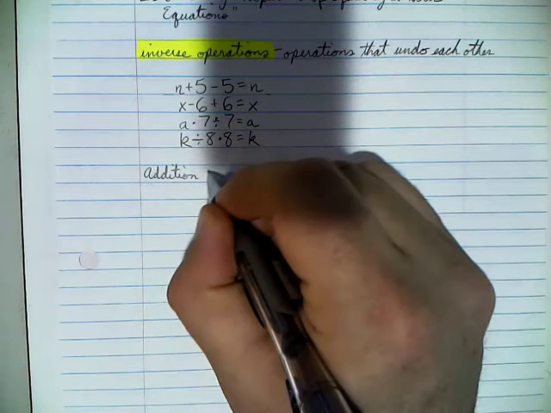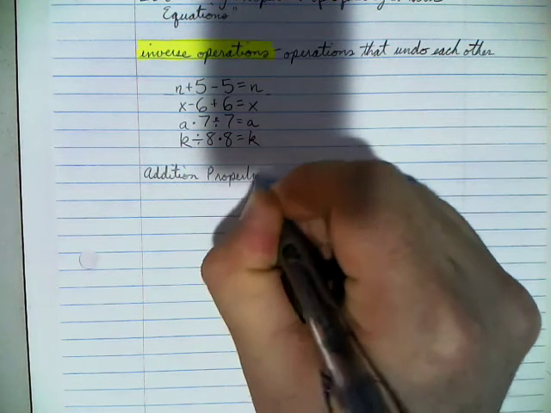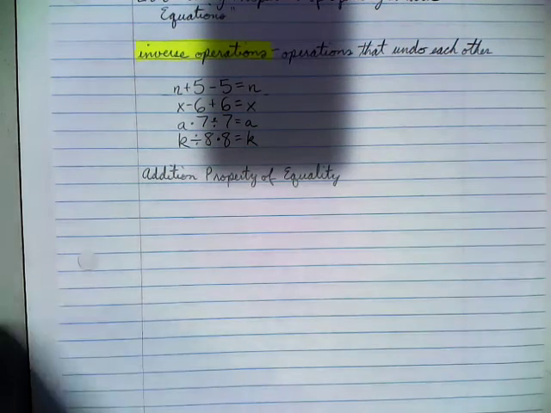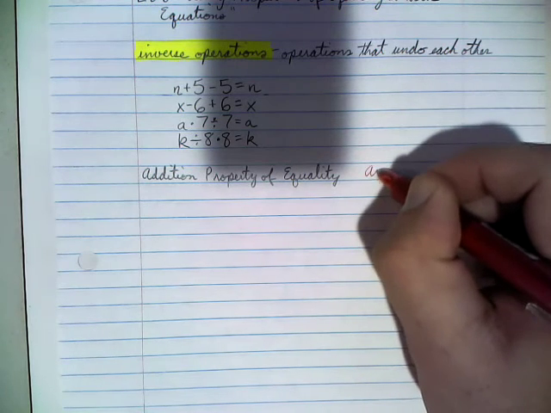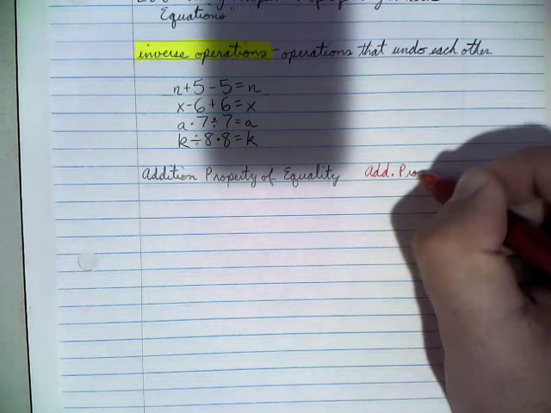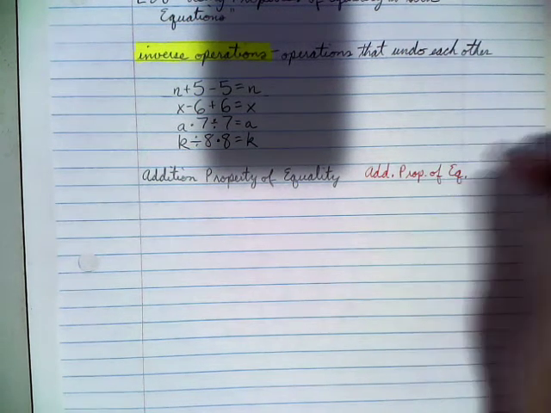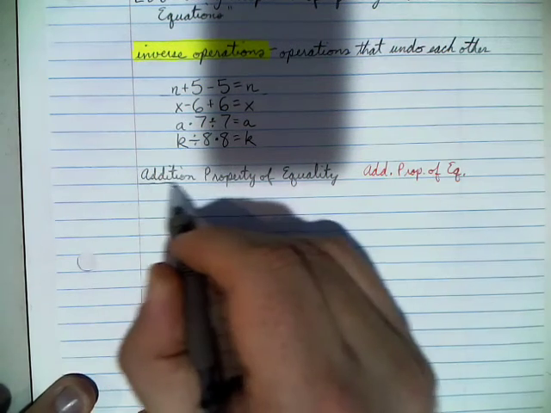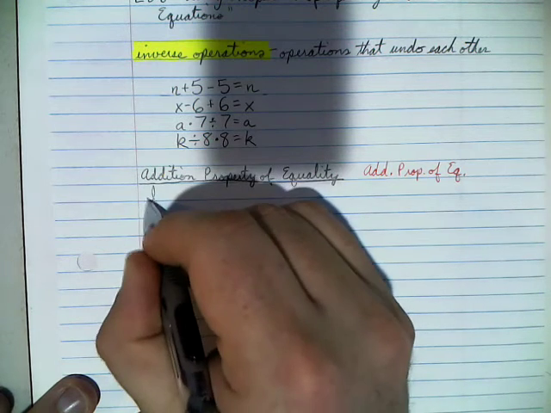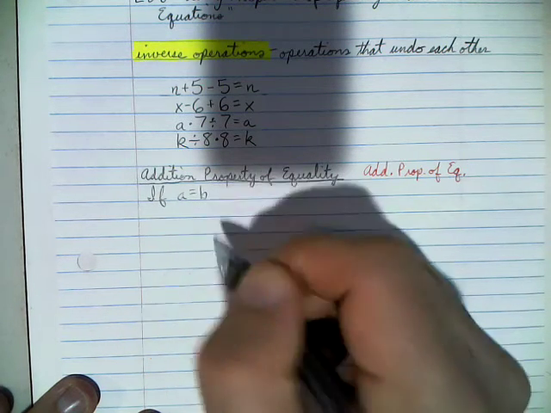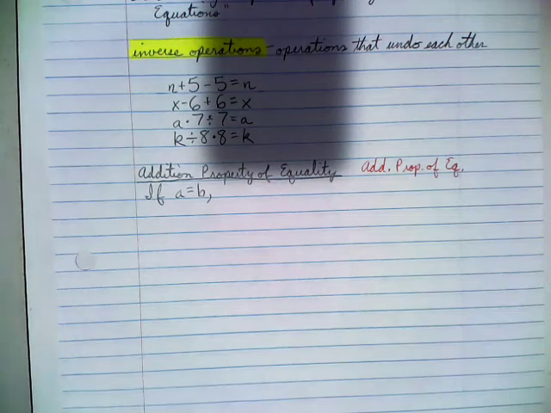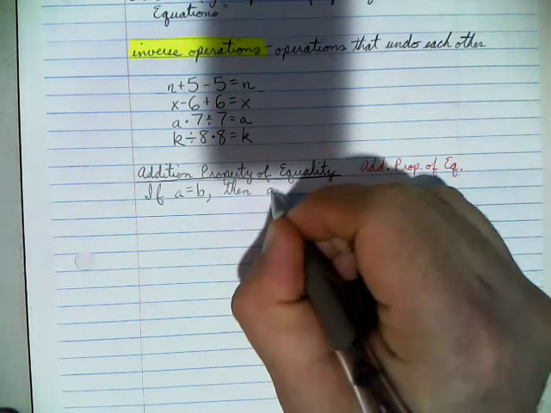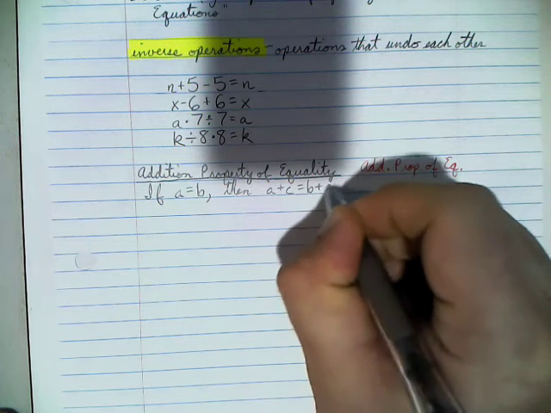Our first property is called the addition property of equality. On the homework, you may abbreviate that as the add prop of EQ. The addition property of equality says if A equals B, comma, so good grammar, if you've got an if-then statement, if something, comma, then A plus C equals B plus C.